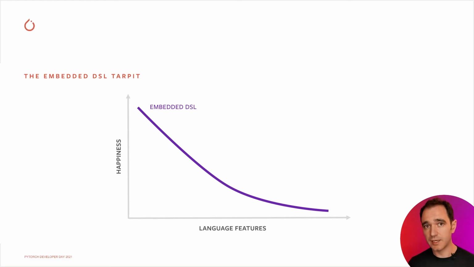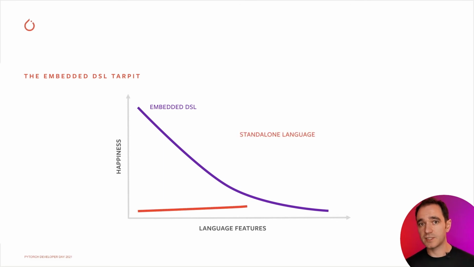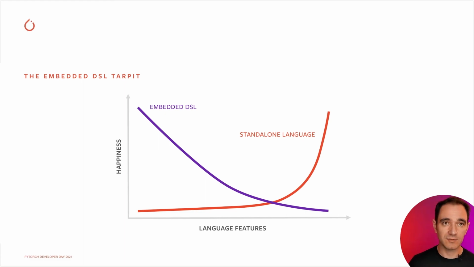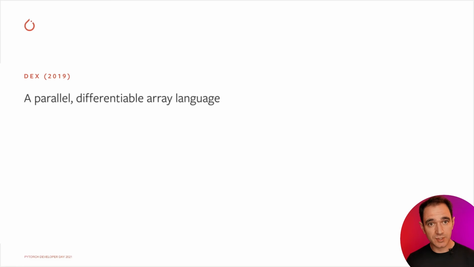But there is a silver lining here, and that's that as we do add more and more features, it becomes more and more feasible for the language to be a standalone language, right? At some point, it can stand on its own two feet, and we can actually get rid of the host language and have a language that's custom built for exactly these sorts of numerical array-oriented differentiable programs. And that brings me to DEX. So DEX is exactly an effort to do this.